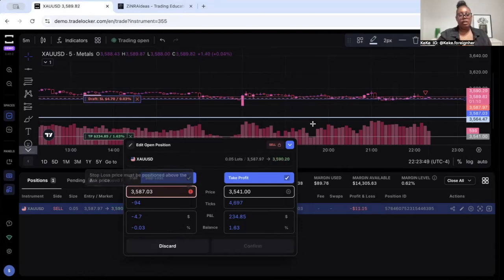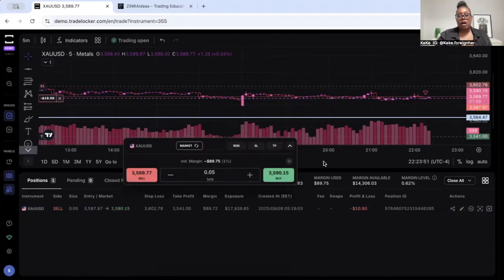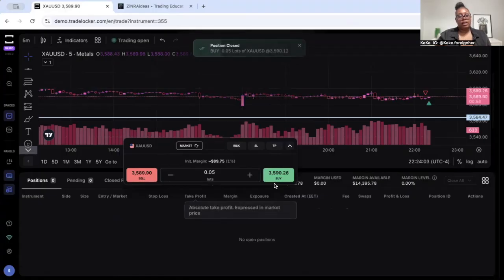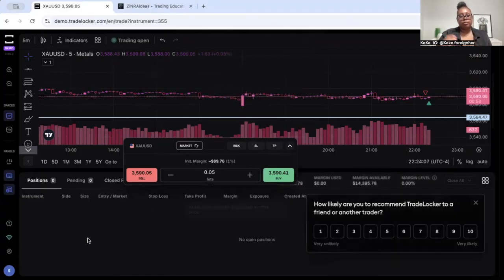Let's say this trade is going on and I'm like, you know what? This isn't a good trade. This isn't a good idea. I see the market moving in the opposite direction. I want to just close it out. I can literally hit the close position and exit out like that. Then I get out of the trade at whatever price I was at, which was about minus, I believe, $10. And that's going to be the end of my position.